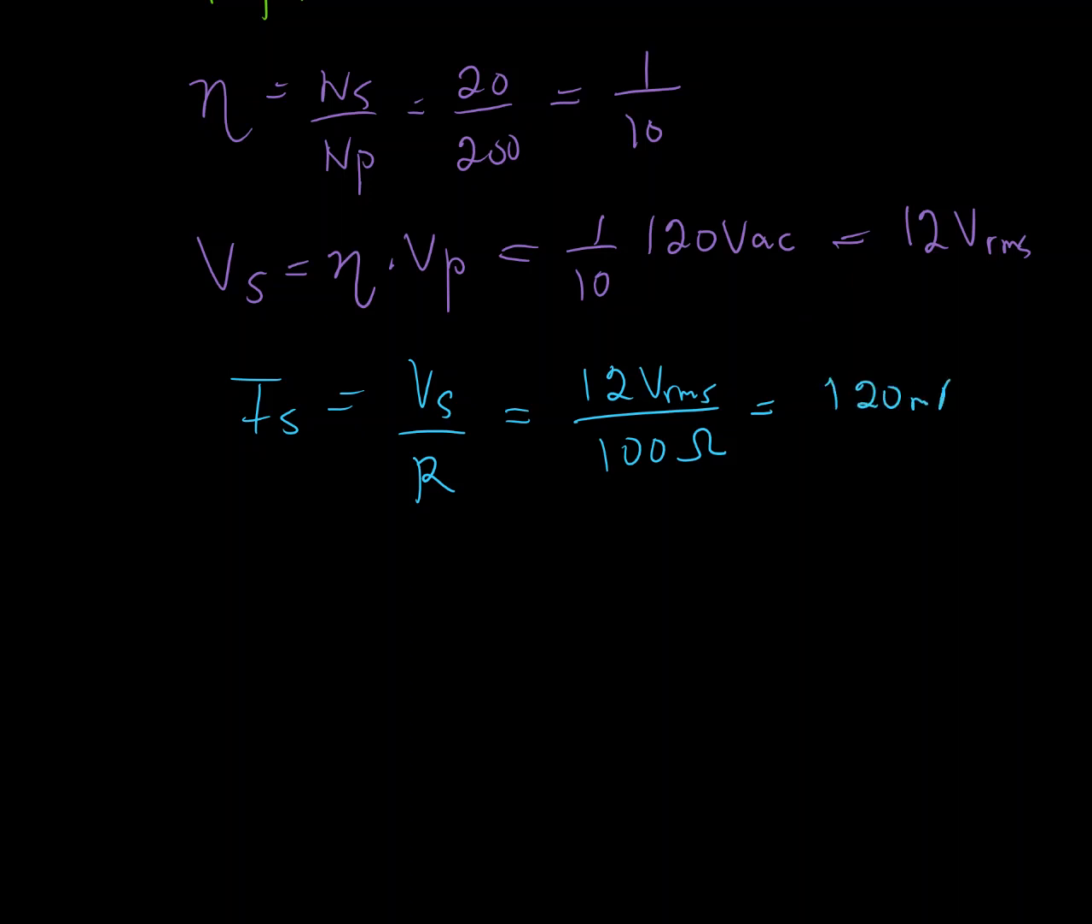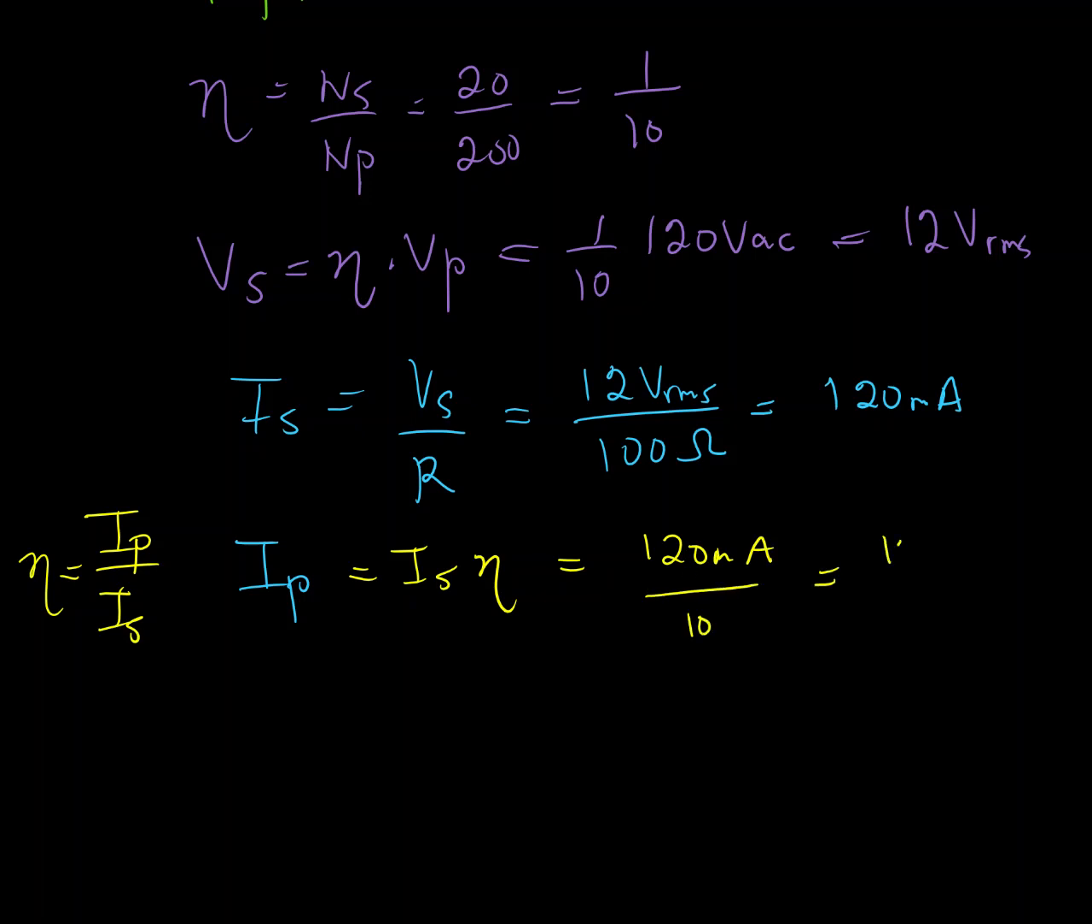120 milliamps, or 0.12 amps. And then if I want to go back and find IP, I'll write that off to the side, I know that this turns ratio N is IP over IS. And so if I want to find IP, that's going to be IS times this ratio, which is going to be 120 milliamps divided by 10 equals 12 milliamps.